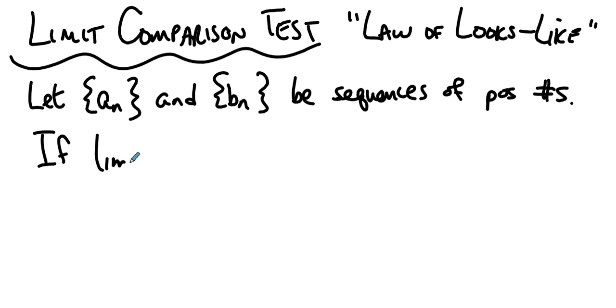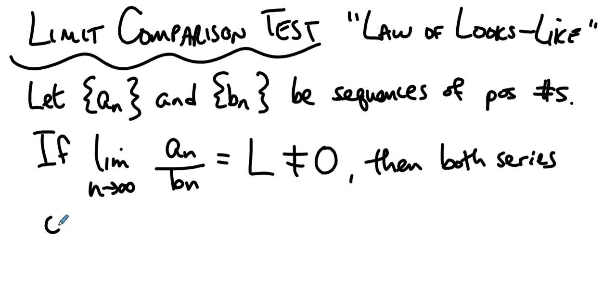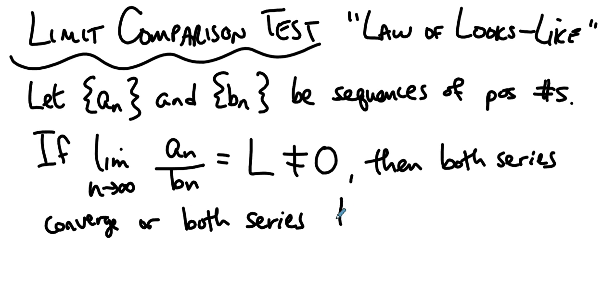If the limit as n approaches infinity of A sub n over B sub n is any number that isn't 0, then both series converge or both series diverge.